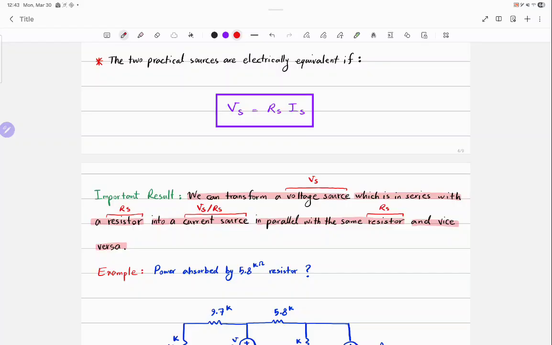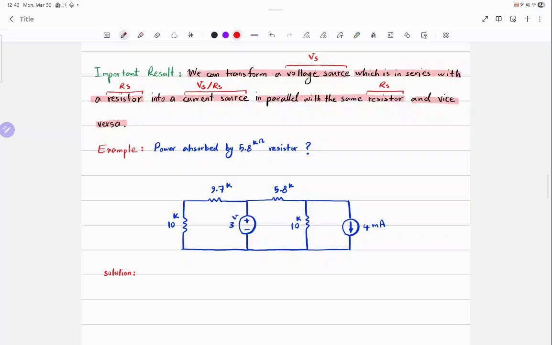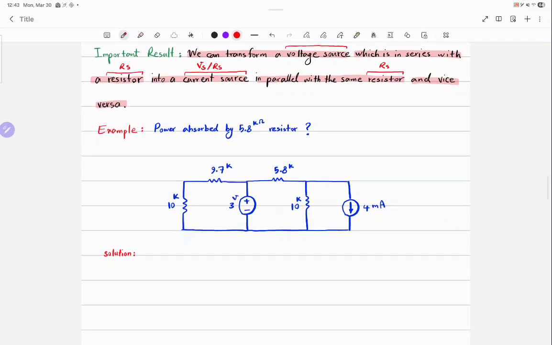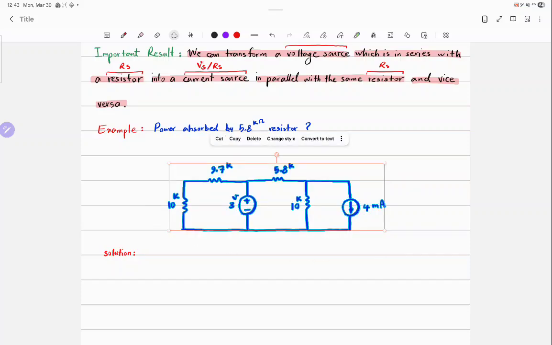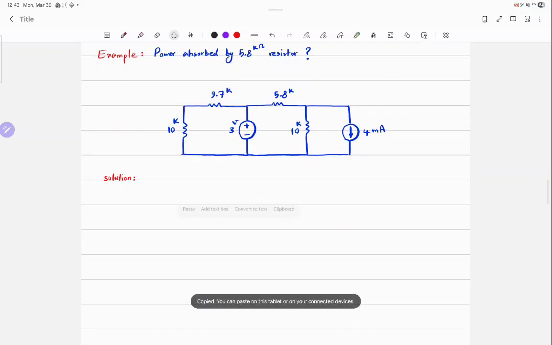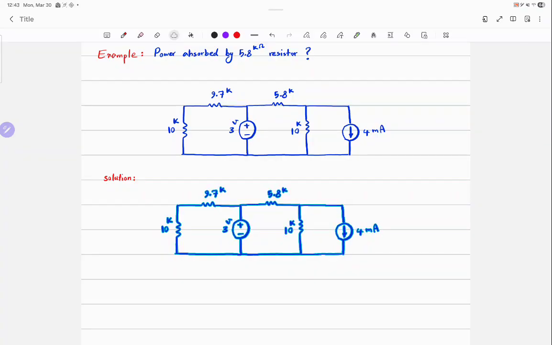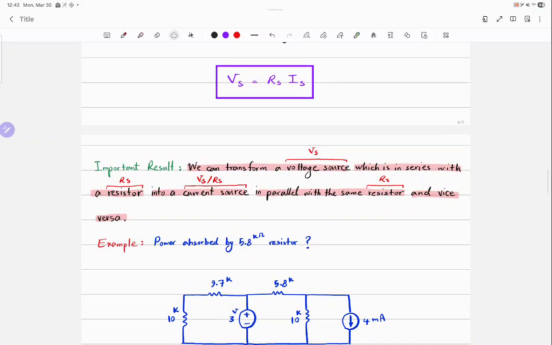Let's do an example and see how that works. So the power absorbed by 5.8 kilo ohm resistor. Okay. Let's see if we can transform anything in this circuit. Can I do any transformation on the 3 volt voltage source? Yes or no? Can you turn it to a current source in parallel with the 10 kilo ohm?